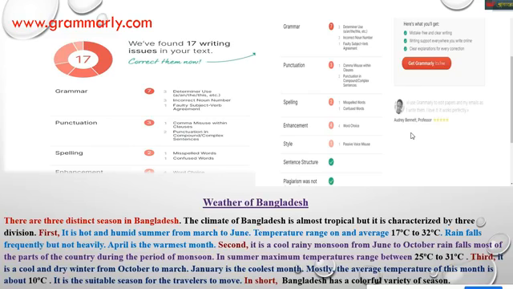As I said, the issues were grammar, punctuation, spelling, enhancement, style, sentence structure, and plagiarism. But very fortunately today, it finds no plagiarism, because we have developed the paragraph on our own. We have not quoted any line or any statement from anyone else's writing. Okay, so no plagiarism here, right? So let's see what happens gradually when we go for editing in the second stage.